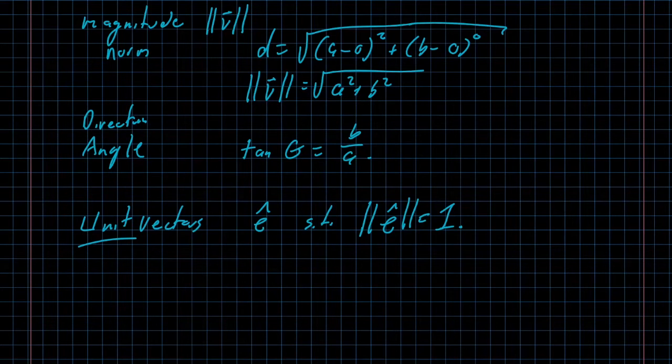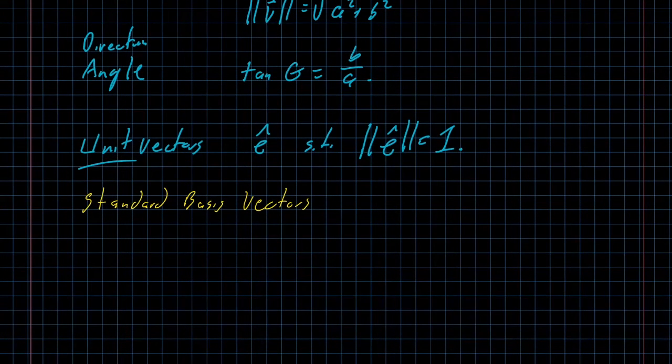Anyway, when we're talking about unit vectors, we generally call them E, but we're going to be looking at some specific unit vectors, which are called the standard basis vectors. The standard basis vectors are i hat, the vector 1, 0, and j hat, the vector 0, 1.